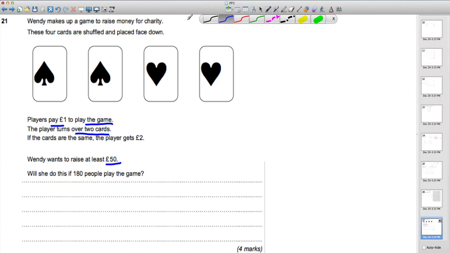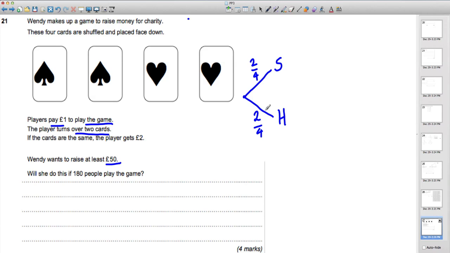Okay, with these questions, it's always useful to draw a tree diagram to show the possibilities. So you're picking a card. Say you pick the cards separately. You can pick them both at the same time, but one's going to happen before the other, isn't it? So you pick a card. Either you get a spade or a heart. Now, the probability of getting a spade is 2 out of 4, and the probability of getting a heart is 2 out of 4.